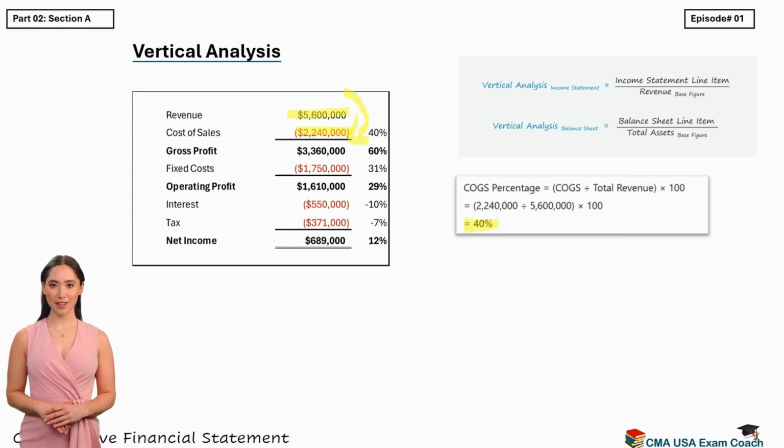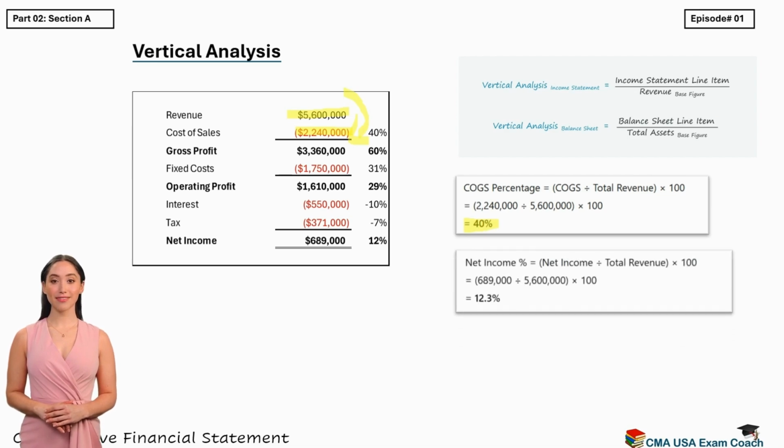Now, let's look at another example using net income. The net income is $689,000, and the total revenue remains $5,600,000. To find the percentage, we divide net income by total revenue and then multiply by 100. This results in 12.3%, indicating that net income makes up 12.3% of total revenue. This analysis helps in understanding how different financial elements contribute to the overall financial performance of a company.